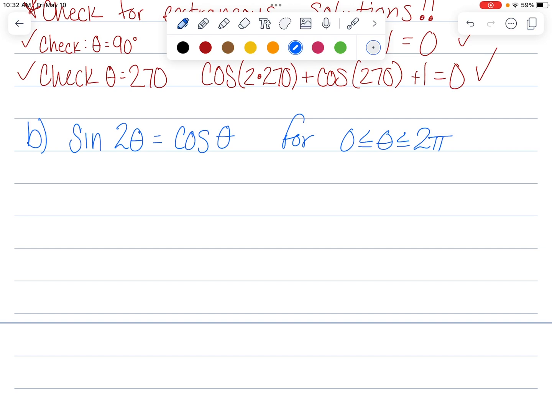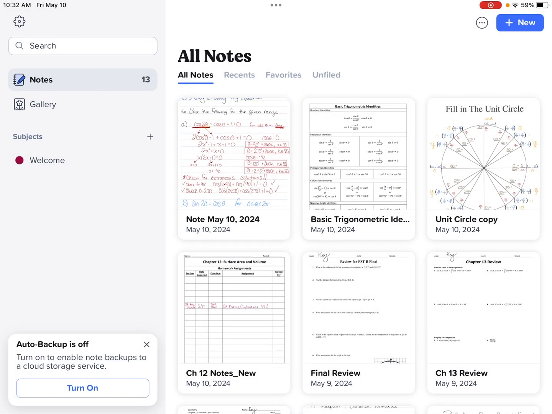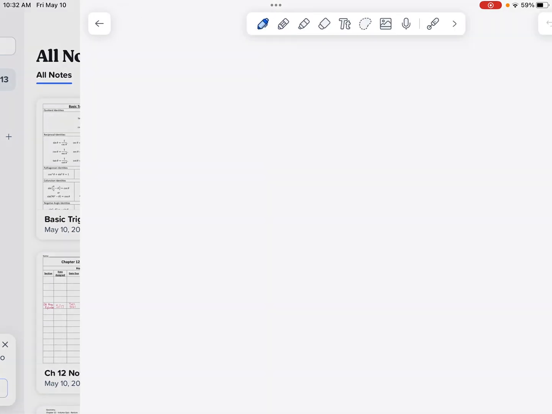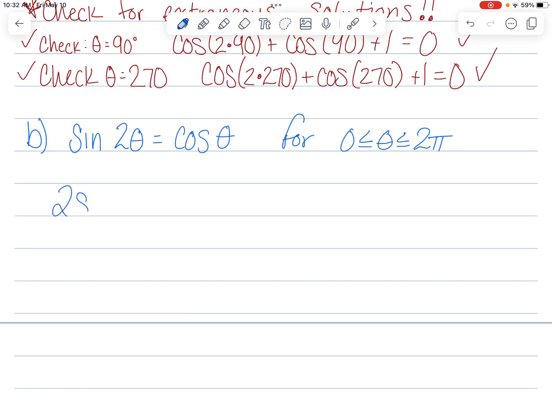Okay, sine of 2 theta equals cosine of theta. I notice my angles are not the same throughout the problem, so that is a problem. I look at my 2 theta, and on my identity sheet, 2 thetas are on the bottom of the back side. Sine of 2 theta becomes 2 sine theta, cosine theta. So that is what I'm working with. 2 sine theta cosine theta equal to cosine of theta.